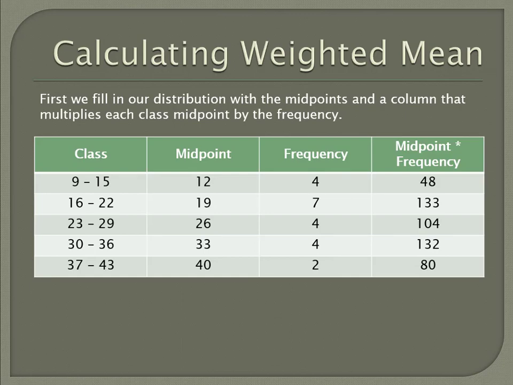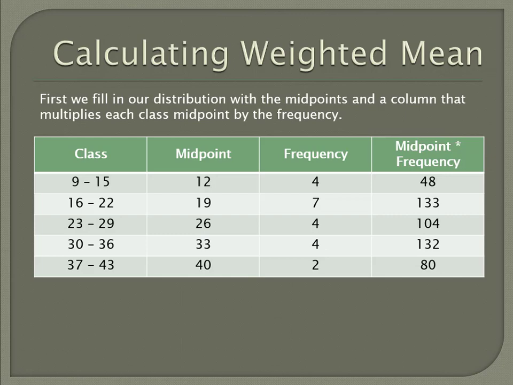So I took my classes, the 9 through 15, 16 through 22, 23 through 29, 30 to 36, 37 to 43, and I calculated the midpoints of each of those. And that was 12, 19, 26, 33, and 40. I had frequencies for each of those classes. There were 4 data items between 9 and 15, 7 between 16 and 22, 4 between 23 and 29, 4 between 30 and 36, and 2 between 37 and 43.